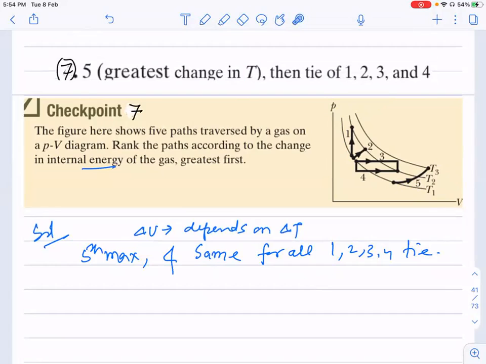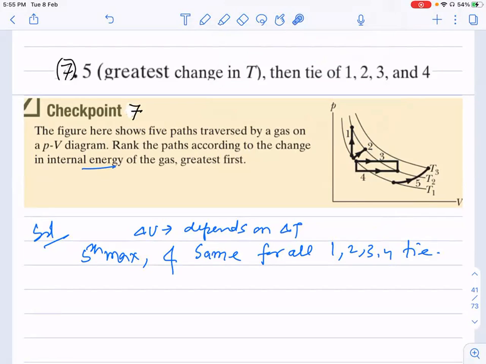So this can also be useful for your competitive examination because question seems to be tough, but it is easy, है ना? Change of temperature देख रहे हैं, ये भी T1 to T2 going. This is also T1 to T2. This is also T1 to T2. 1, 2, 3, 4 all are having same change of internal energy.